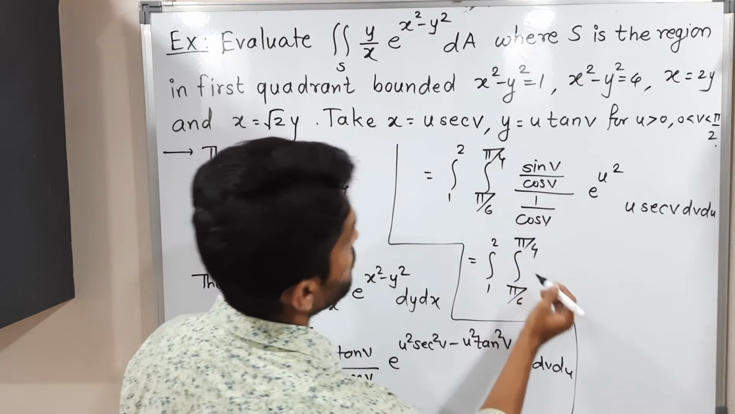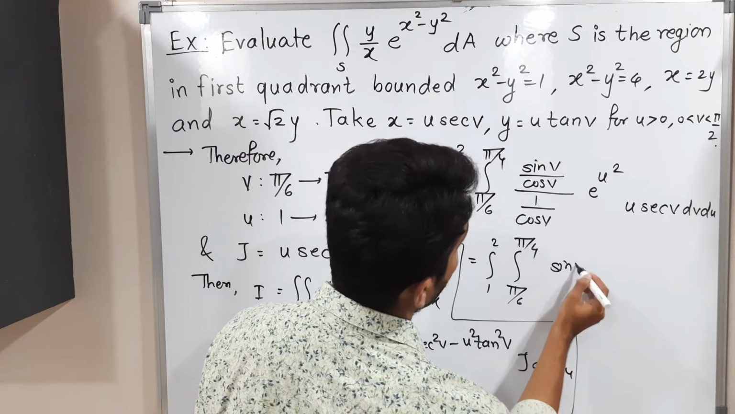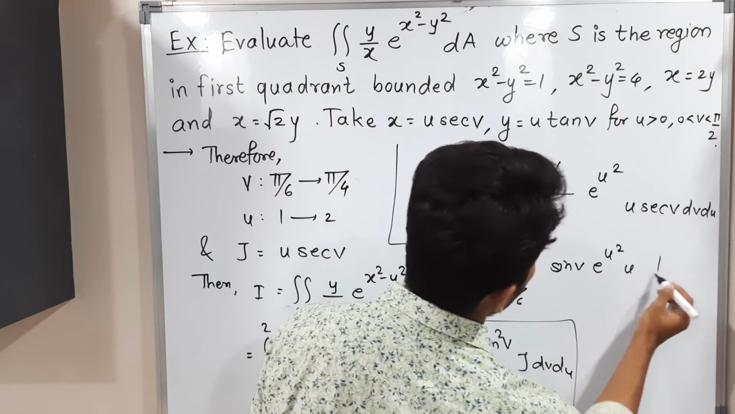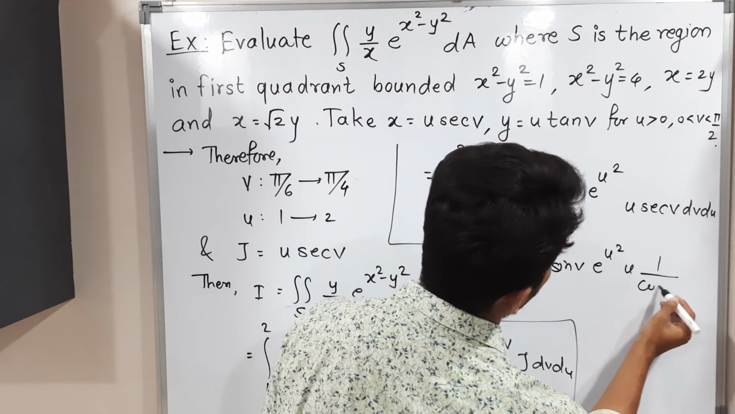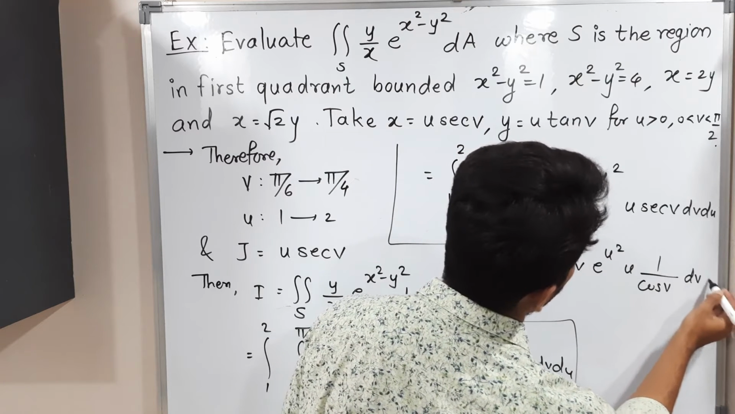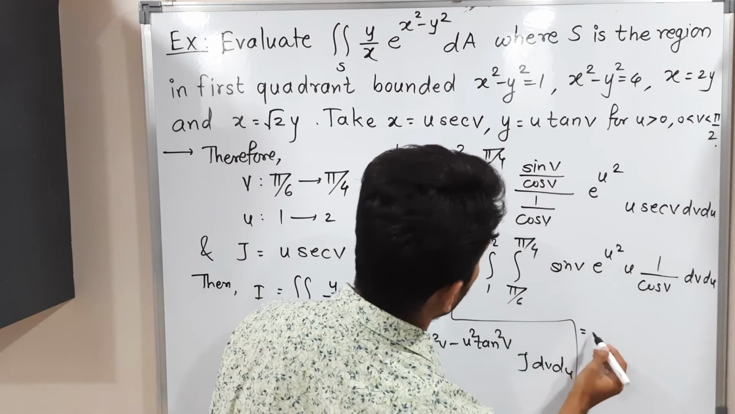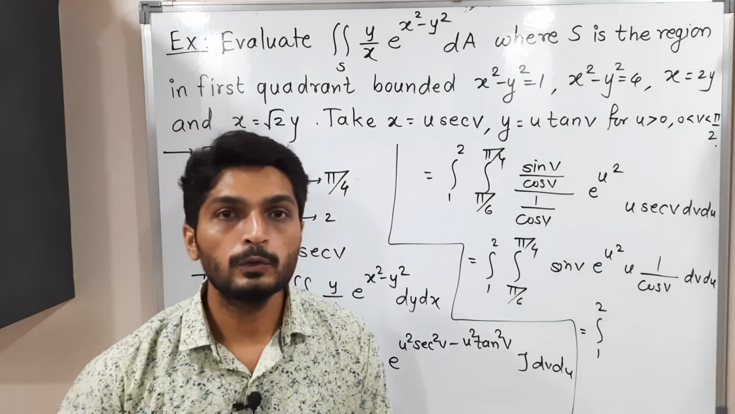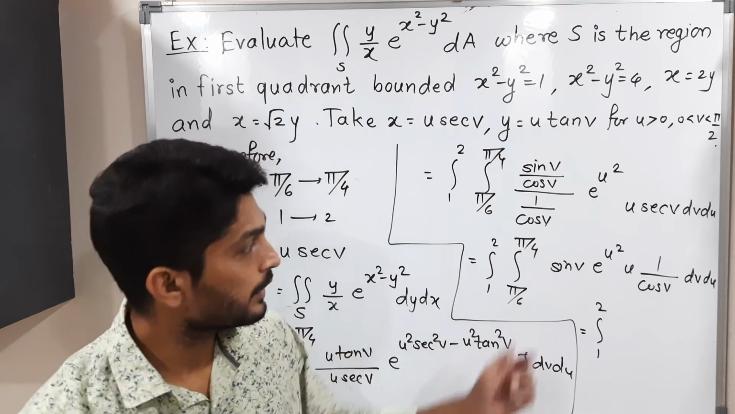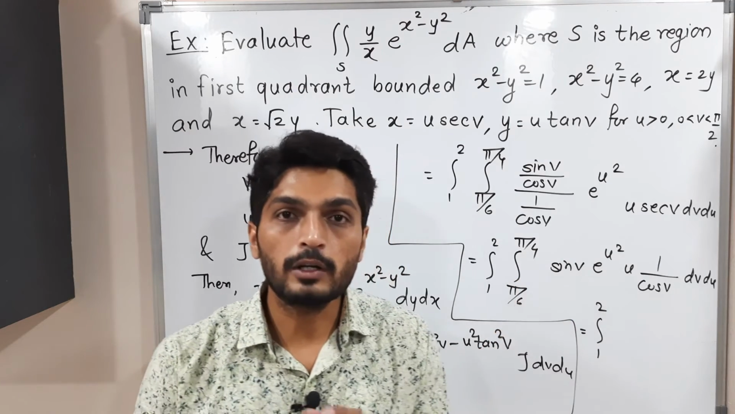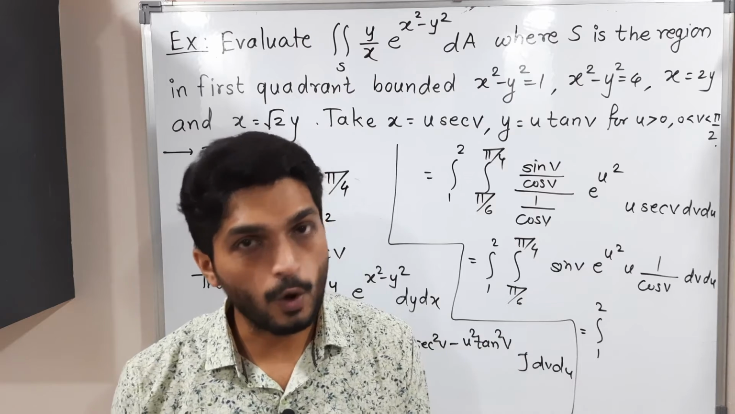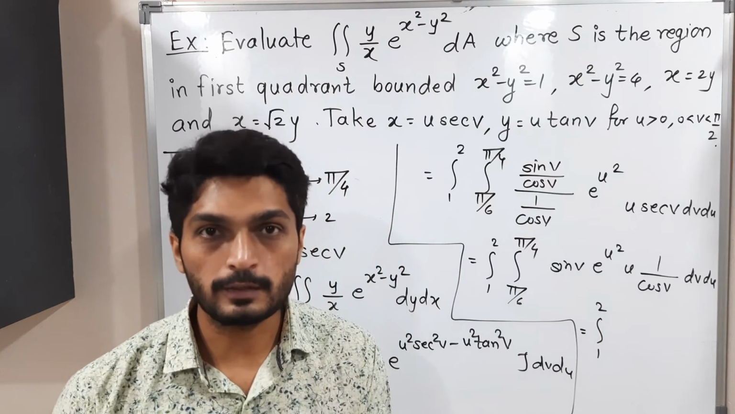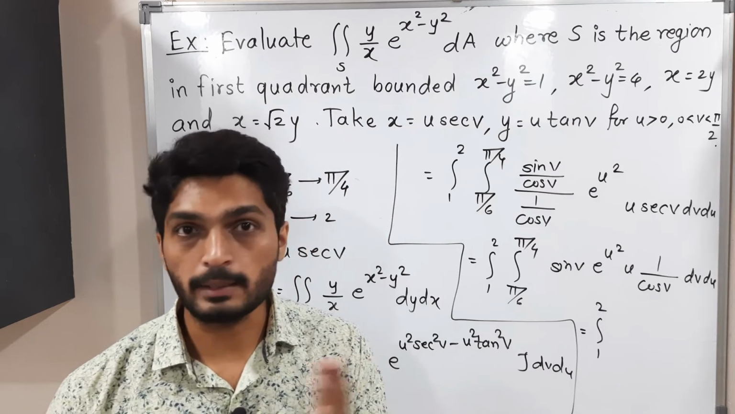So cos v will get cancelled, and we will have sin v e raised to u square. U sec means you know that this is 1 upon cos v dv du, times 1 by 2. See, I will integrate with respect to v first. So when you integrate with respect to v, all terms of u we will consider as constants. So we have u and e raised to u square as a constant term for the inner integral, so I will take them outside.